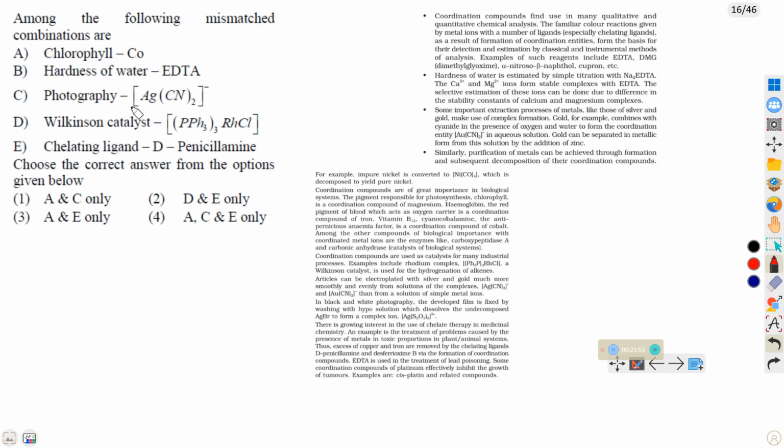Among the following mismatched combinations, chlorophyll, cobalt is given. Wrong. In chlorophyll, magnesium is present in 2 plus form. Hardness of water, EDTA, correct. Photography, Ag(CN)2 minus, wrong. In photography, they are using Ag(S2O3)2 3 minus. Wilkinson catalyst, PPh3 taken thrice, RhCl, correct. Chelating ligand, D-penicillamine, correct. Mismatched, A and C, first option.